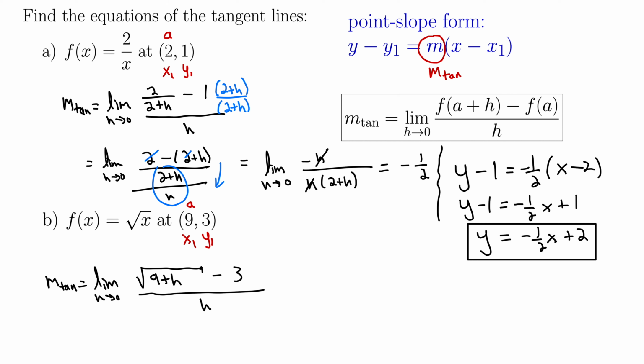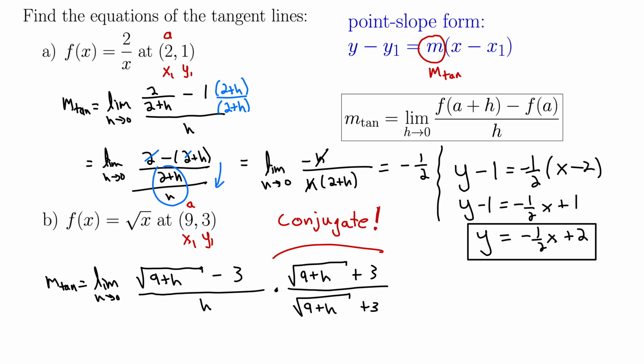And there's a simple technique when that happens. It's called the conjugate trick. We have seen it before. So we'll multiply this by the conjugate. So that conjugate is square root of 9 plus h, and now we change the sign, so plus 3. And we do that over itself again because we're just multiplying by 1 here. Square root of 9 plus h plus 3. It's the conjugate. Super useful.